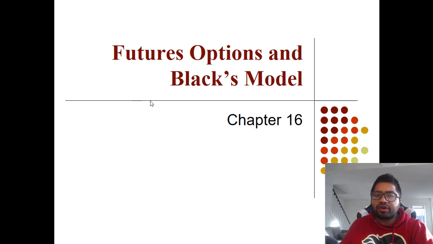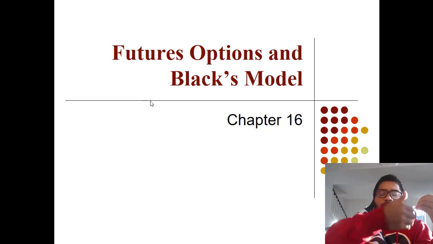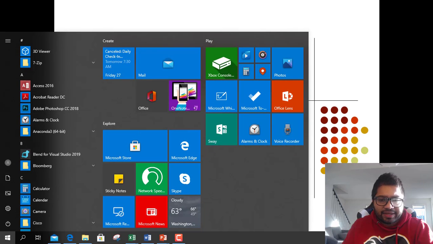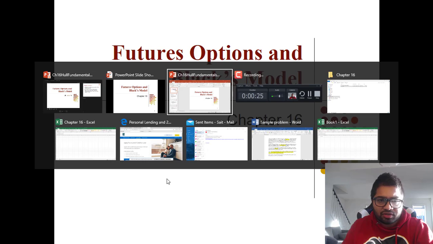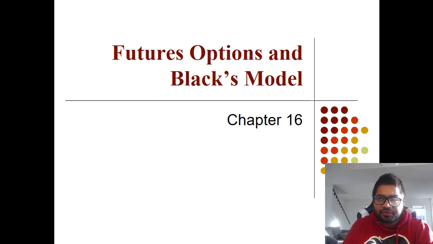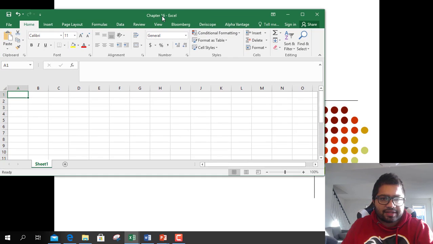So in this chapter we are going to discuss futures options and the Black model. We are going to have a discussion about options on futures. I'm going to explain the concept on the Excel sheet, and then we'll go through the PowerPoint and come back to the Excel to solve some problems. Okay, so this is the Excel sheet.